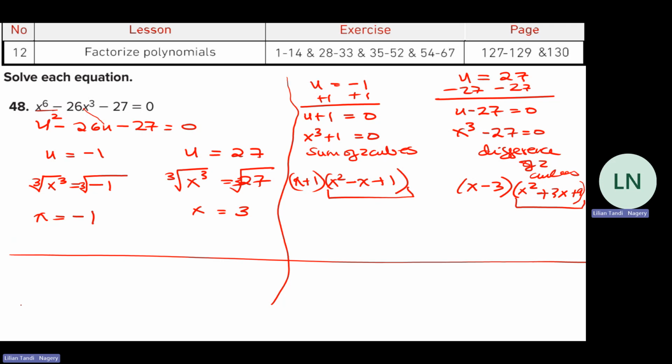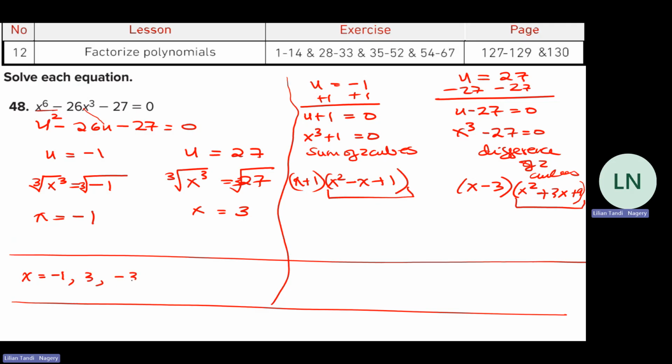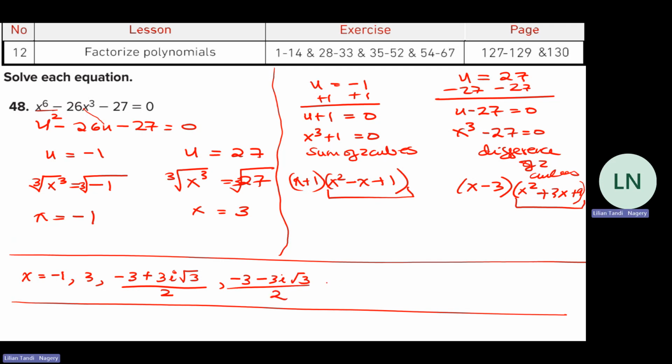Remember, you need 6 roots. So let's write our 6 roots. You should get x equals -1, x equals 3, x equals -3 plus 3i root 3 over 2, -3 minus 3i root 3 over 2, 1 plus i root 3 over 2, 1 minus i root 3 over 2. So there are your 6 roots. Okay?